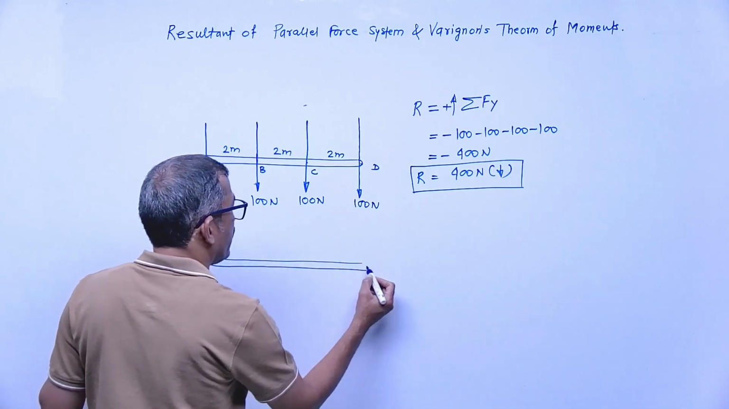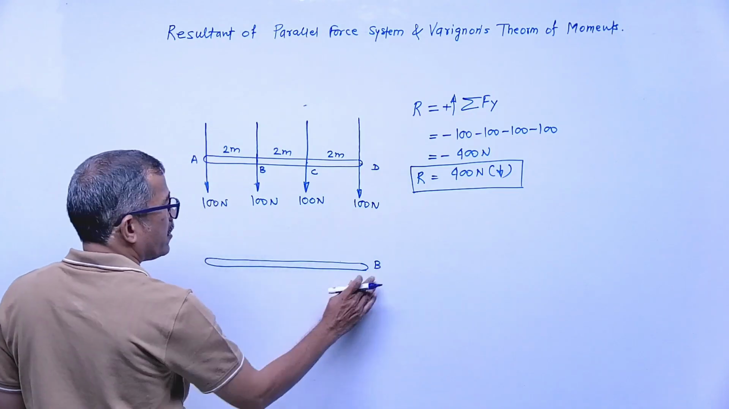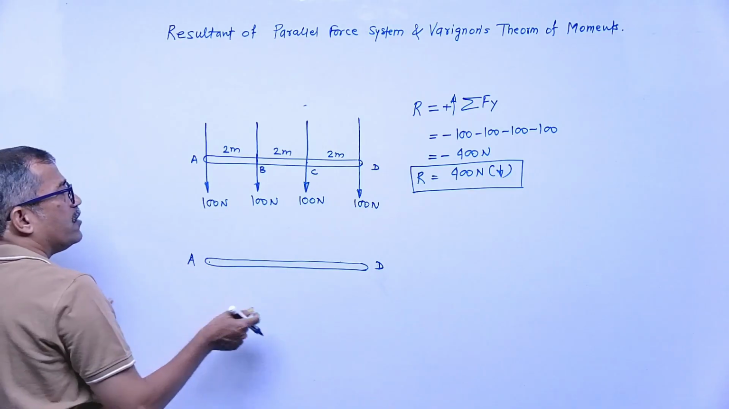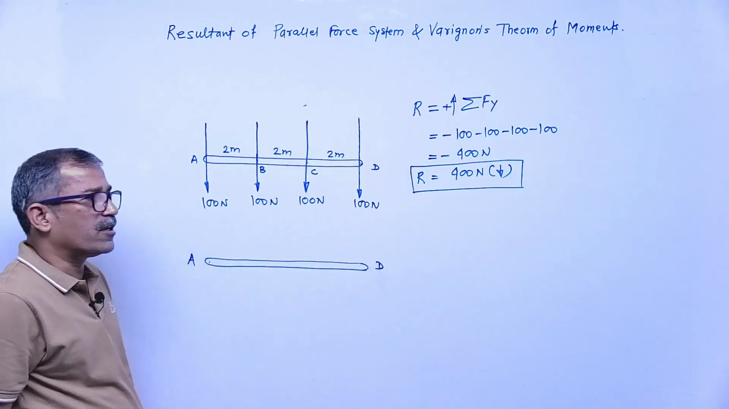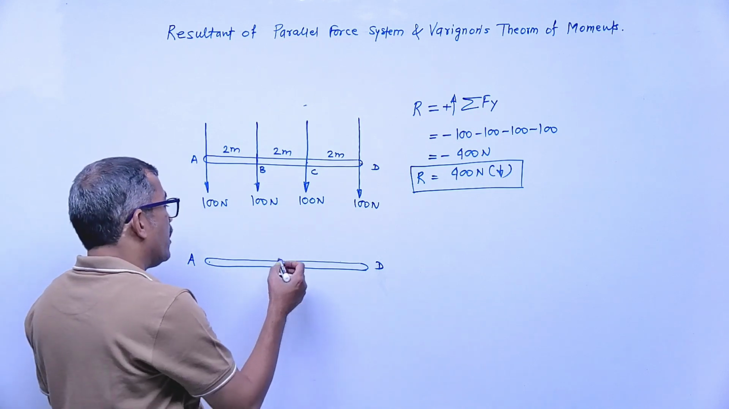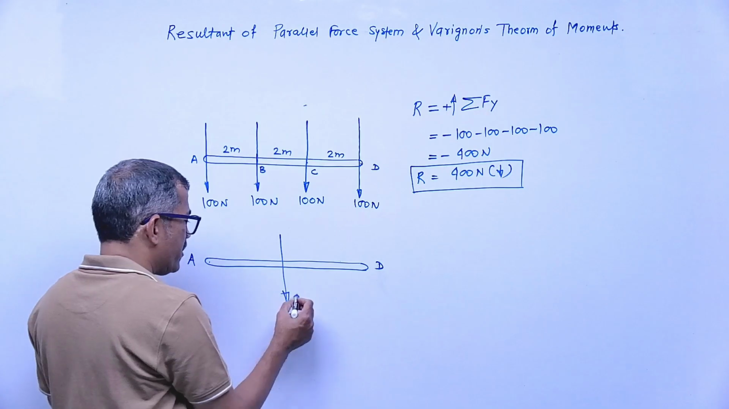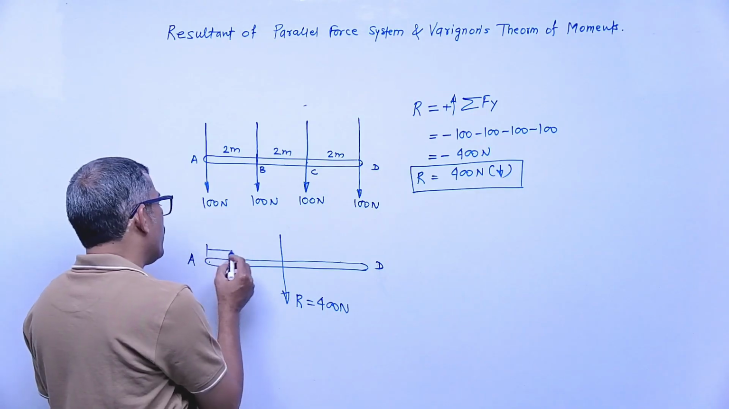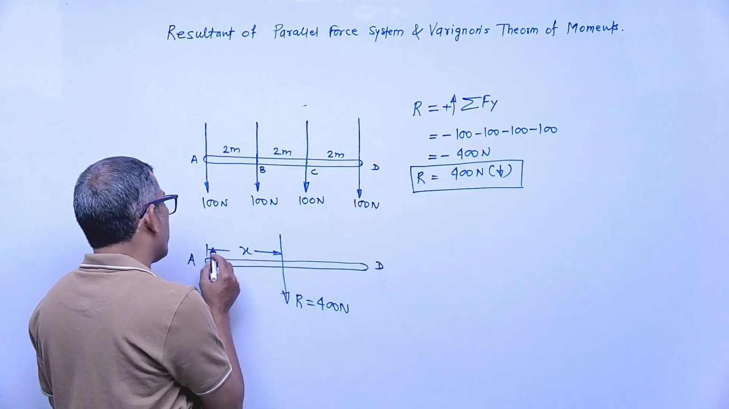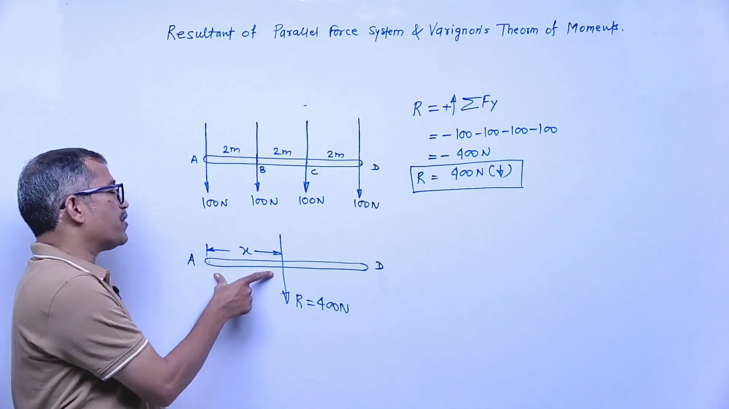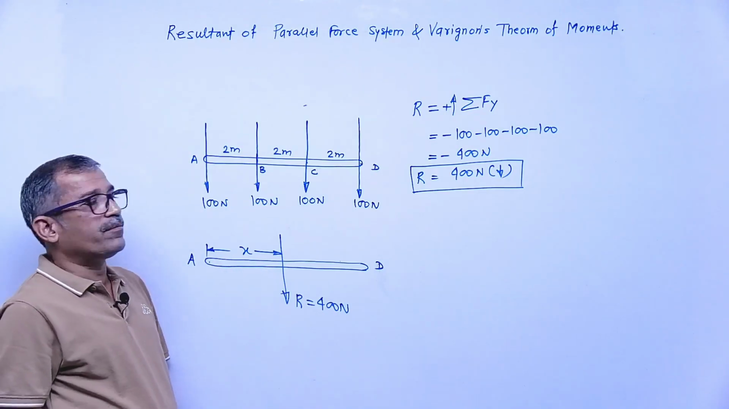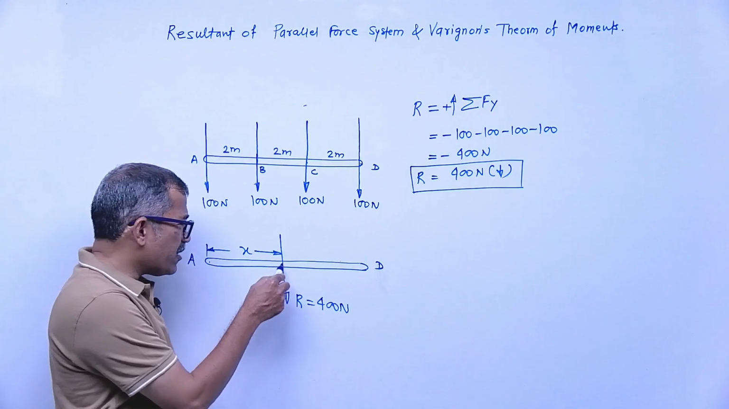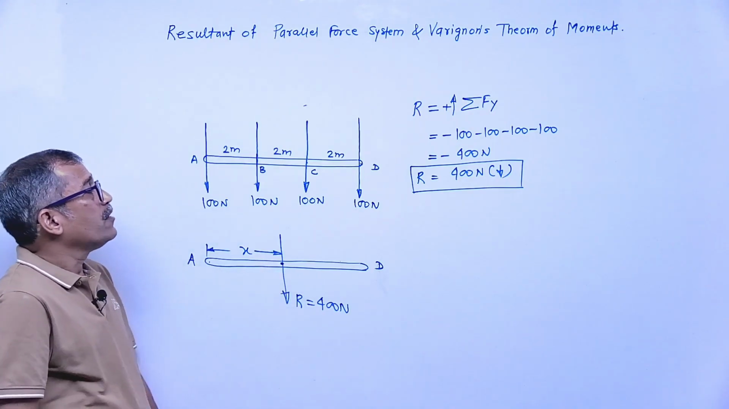What will we do? I will replace all forces by a single force. Say this end is D, and this is A. The direction you know: downward. The location I don't know, so I will represent it anywhere. Say this is R equal to 400 Newton, and we assume this distance is X. That means if we find X, we will get the point of application of the resultant. This point is called the point of application.